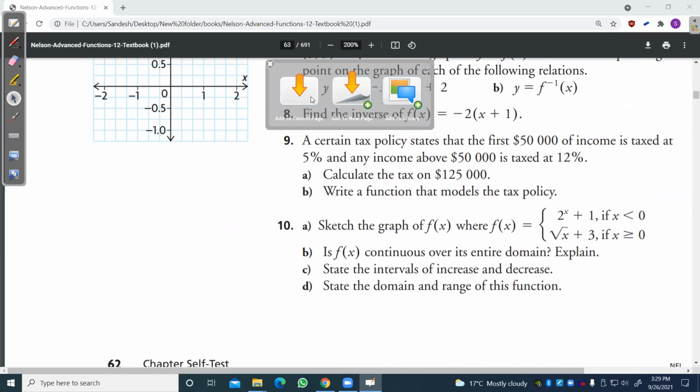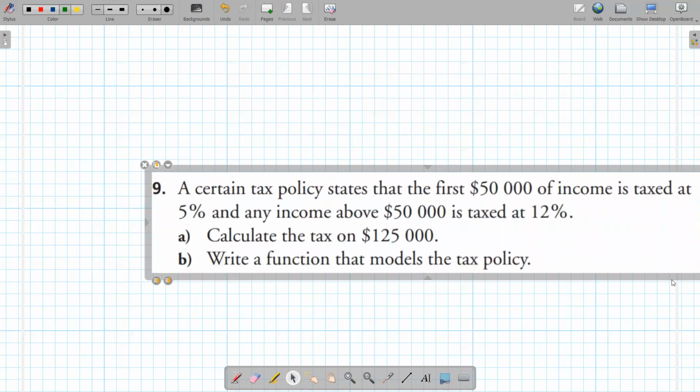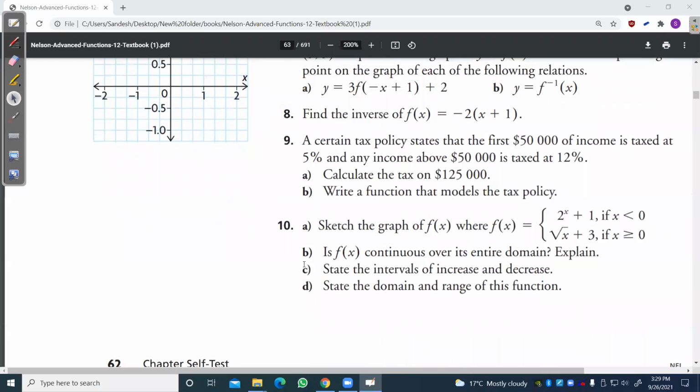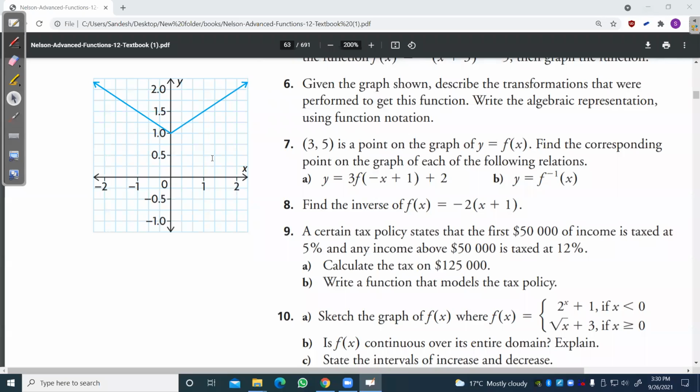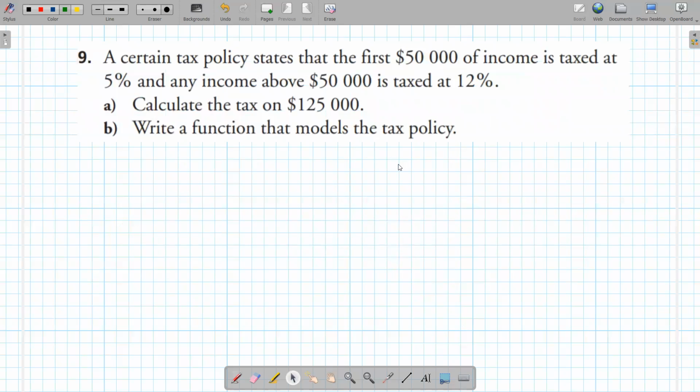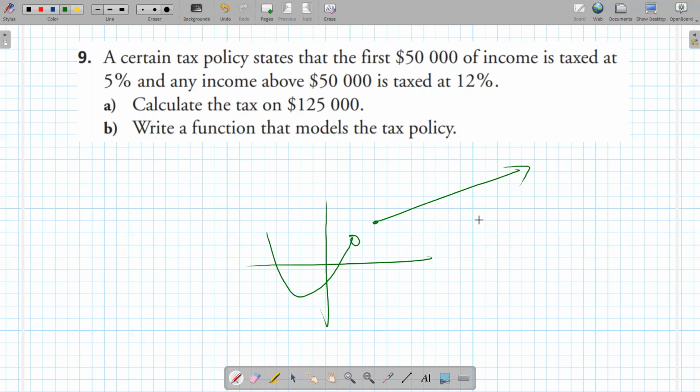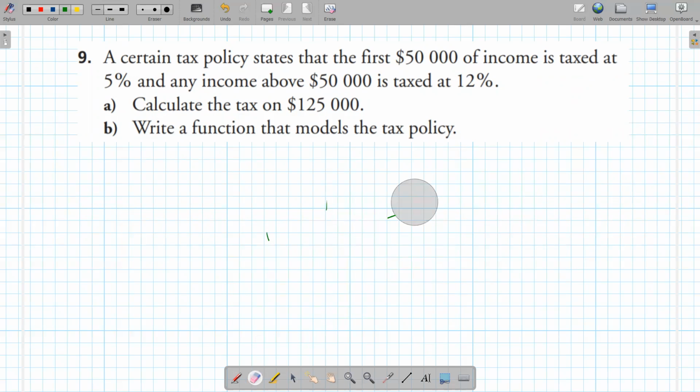I don't think we actually did any of these questions. These are called piecewise functions. Number 9, okay, this is a piecewise function. It's part of chapter 1. We haven't actually covered it, we might cover it next week, but let's just do it. It's not that bad. I've heard the term piecewise from a friend in a different class.